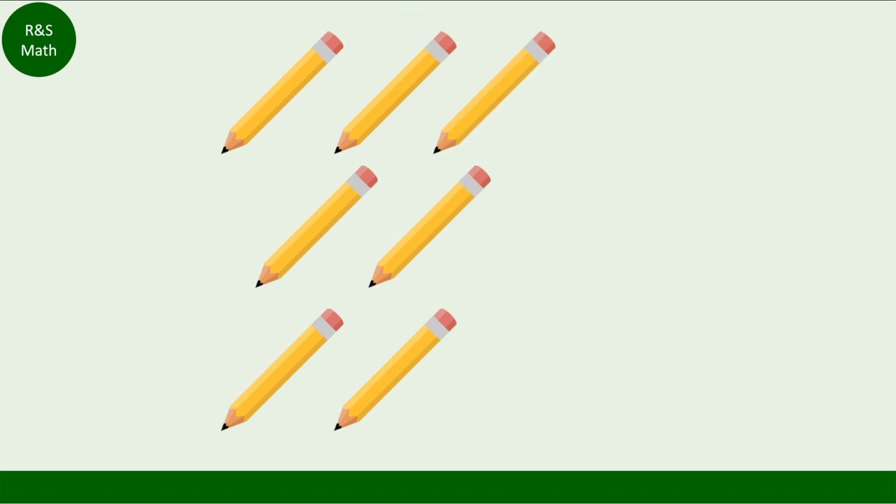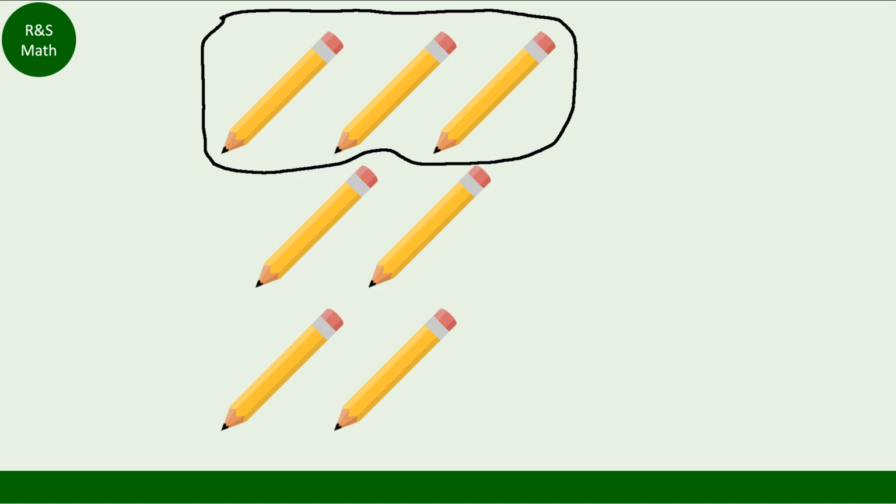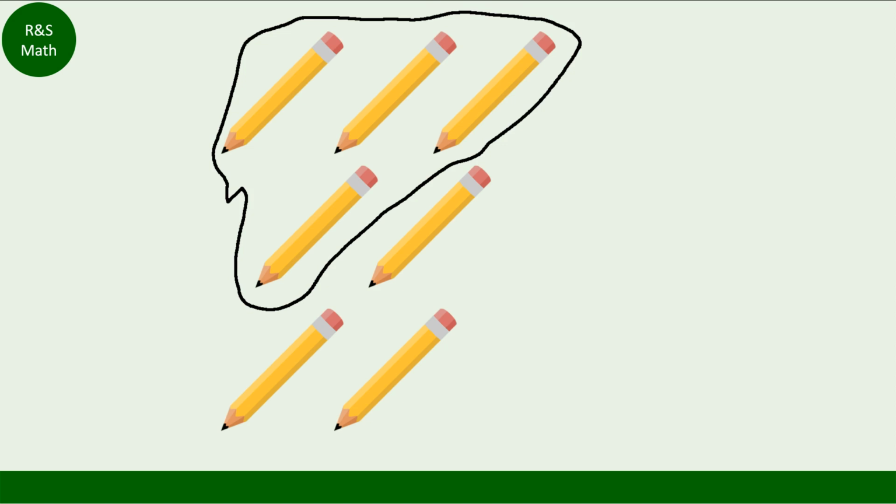Now take a look at this collection of 7 pencils. Can you divide the pencils evenly between two people? No, you can't. If the first person gets 3 pencils, then the second person would have to get 4. If the first person gets 4 pencils, then the second person has to get 3. There is no way of dividing a collection of 7 pencils evenly between two people. Since 7 objects cannot be evenly divided between two people, 7 is called an odd number.